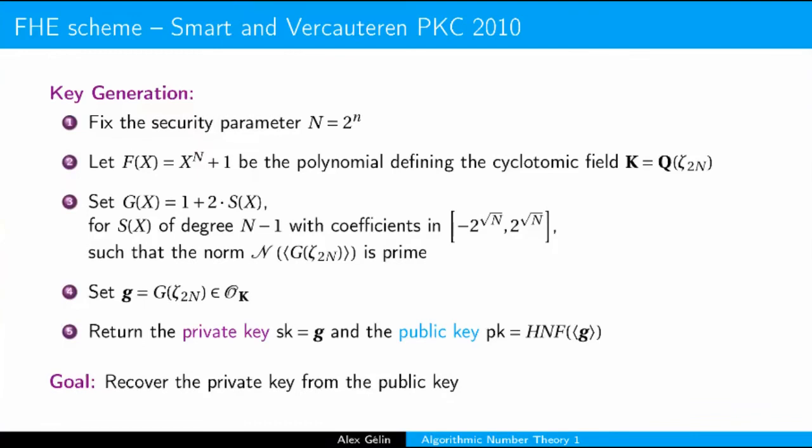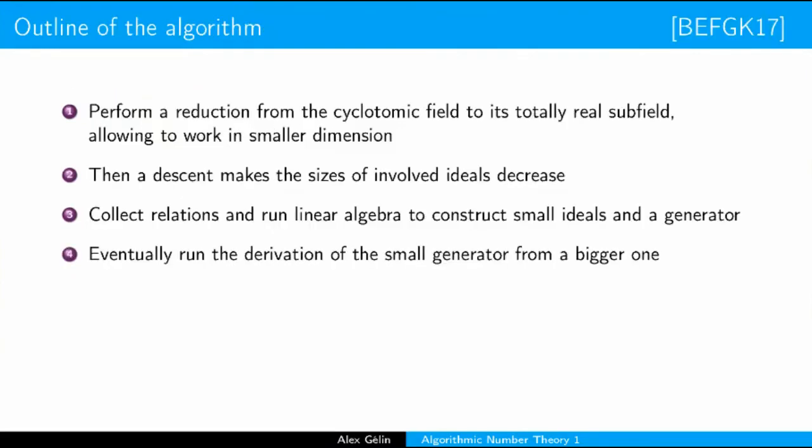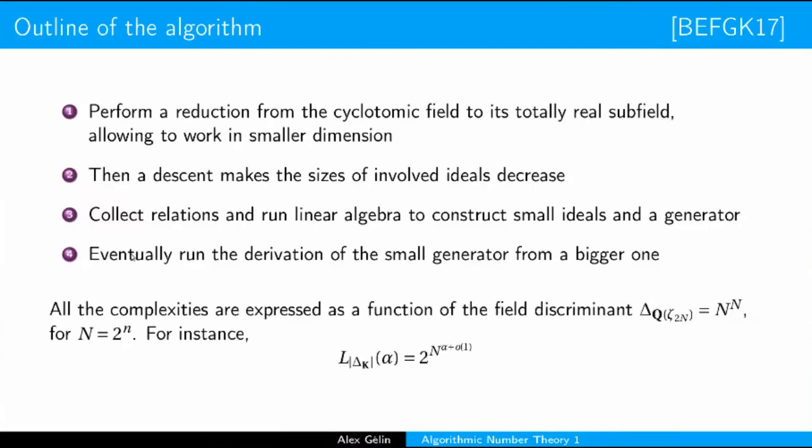The goal is to recover the private key from the public key, of course. The algorithm has four parts. The first one is not interesting at all because it's just dividing the dimension by 2. Then we get the descent, more interesting, something really similar to class group computation. And after that, just get the small generator from a larger one. I will give the complexity using the L notation.